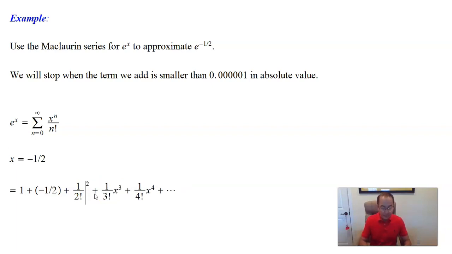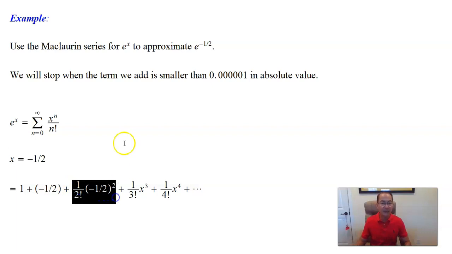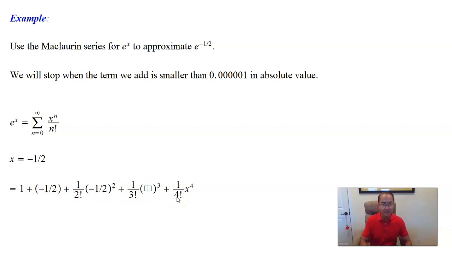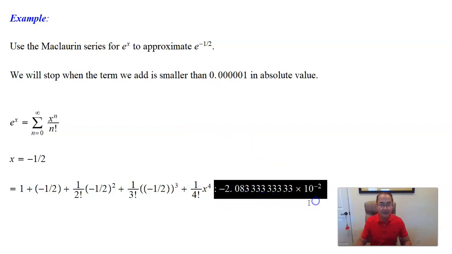And get down there. -1/2 squared over 2 factorial. I doubt that'll do it. That's not very small yet. Yeah, that's only 0.125. So I want -1/2 cubed over 3 factorial. Let's see, any chance you're small enough? You are -2. No, we need -5. Okay, so there's at least one more term.